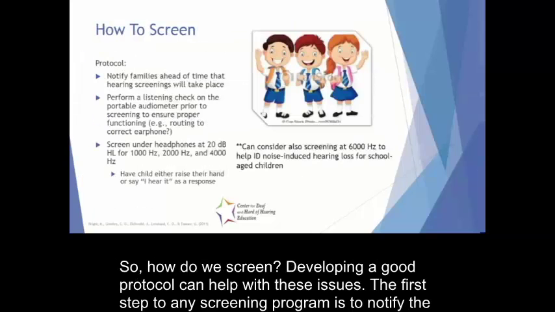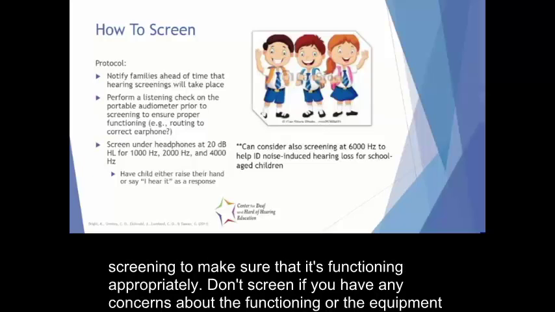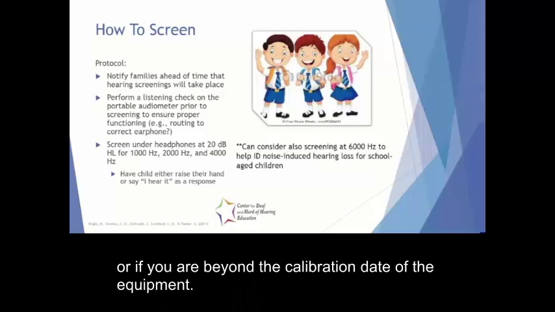So how do we screen? Developing a good protocol can help with these issues. The first step to any screening program is to notify the families ahead of time that you'll be performing hearing screenings. You should also perform a listening check with the equipment prior to screening to make sure that it's functioning appropriately. Don't screen if you have any concerns about the functioning of the equipment or if you are beyond the calibration date of the equipment.